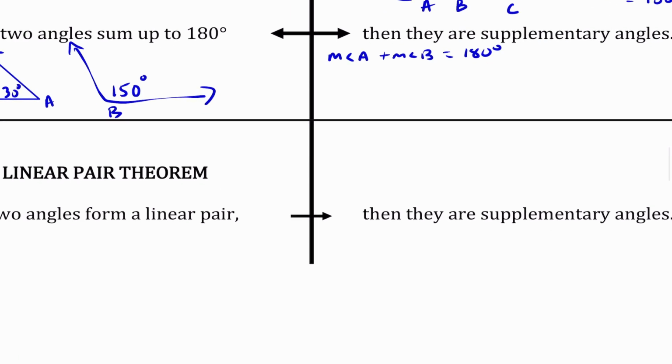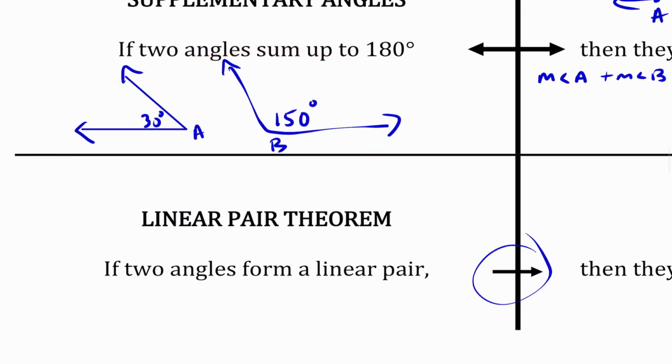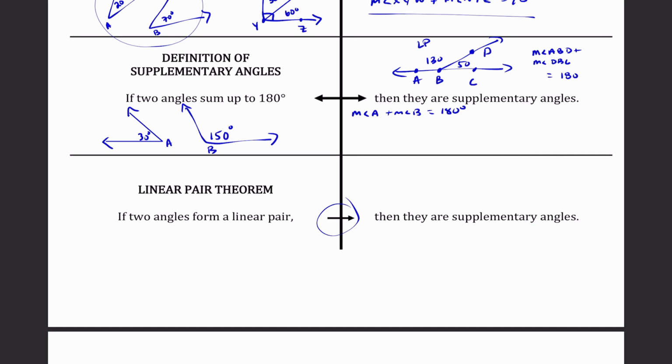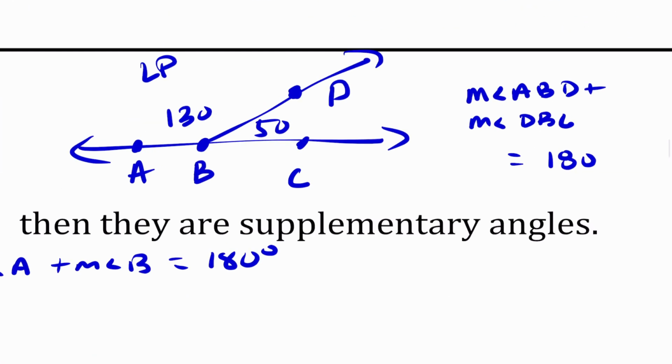Oh, look at that. Linear pair theorem. If two angles form a linear pair, then they are supplementary angles. And it only goes one way. You cannot say that supplementary angles are linear pair, because I can provide a counterexample, which is this. This is an example of supplementary angles, but they aren't linear pair. Right? They don't form a linear pair. So it only goes one way. So if two angles form a linear pair, then they are supplementary angles, which I've already drawn right here.